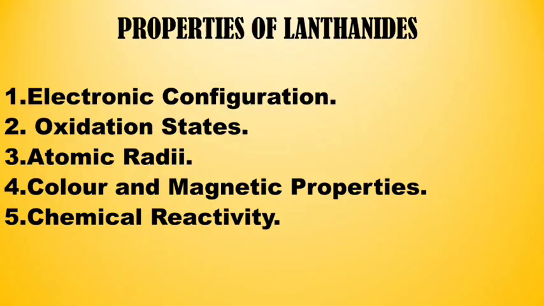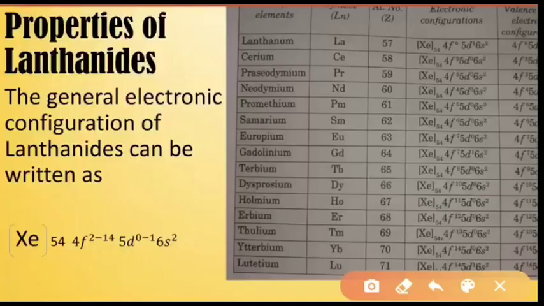So in this chapter we will discuss the following properties of lanthanides: electron configuration, oxidation states, atomic radii, color and magnetic properties, and chemical reactivity. So we will first study the electronic configuration of lanthanides. The first property is the electronic configuration of lanthanides.